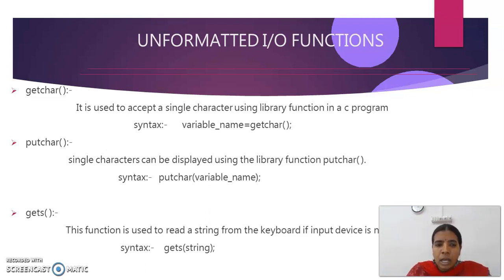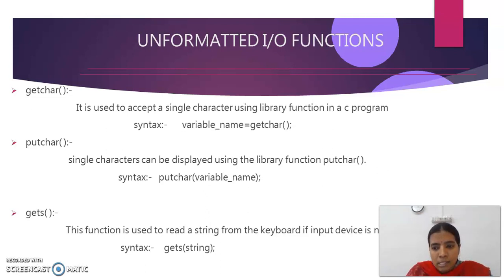To start with, high-level input-output operations are divided into two types: high-level formatted input-output operations and high-level unformatted input-output operations. Here we are looking at the unformatted input-output operations. What are they? Examples: getchar, putchar, gets, puts, etc.